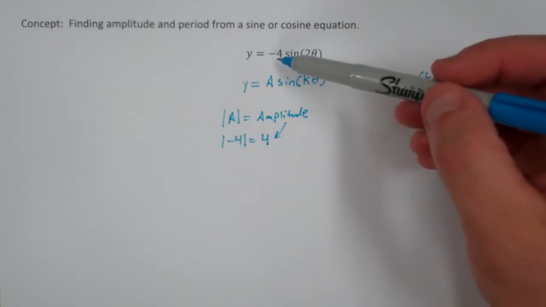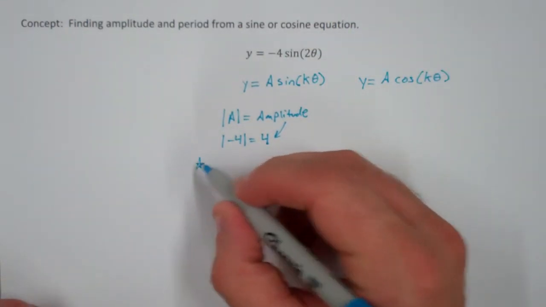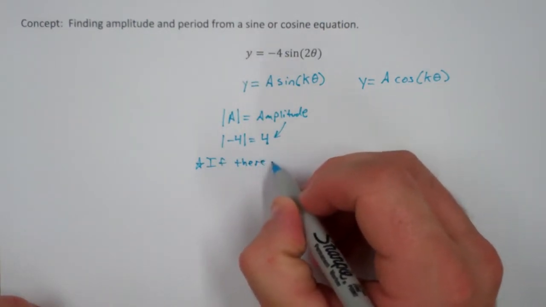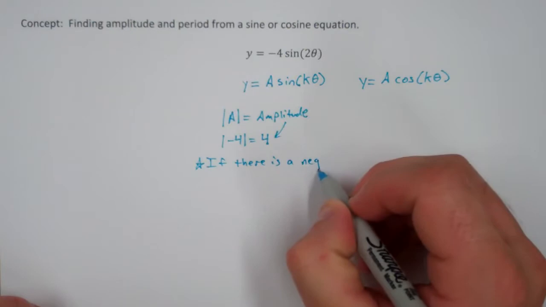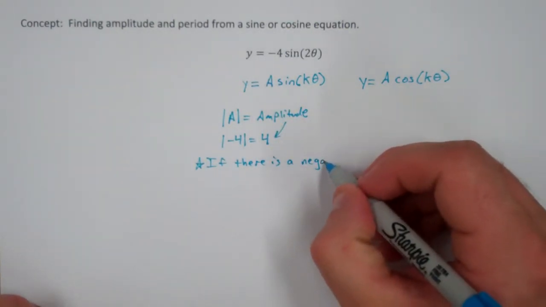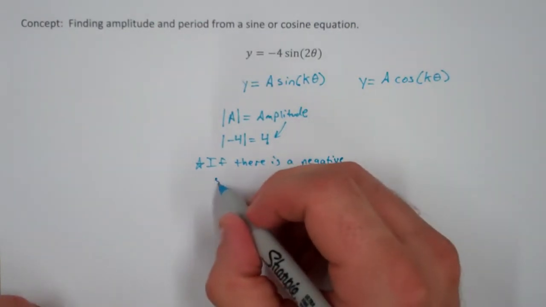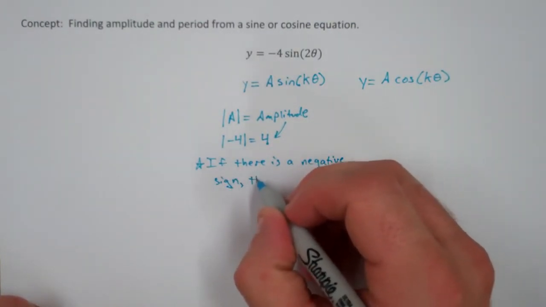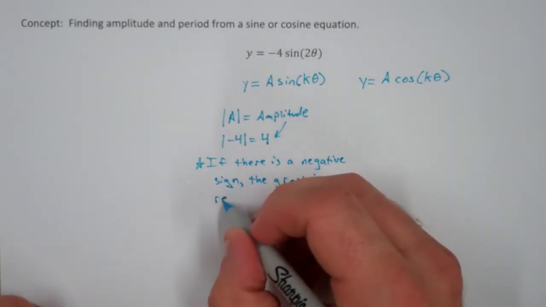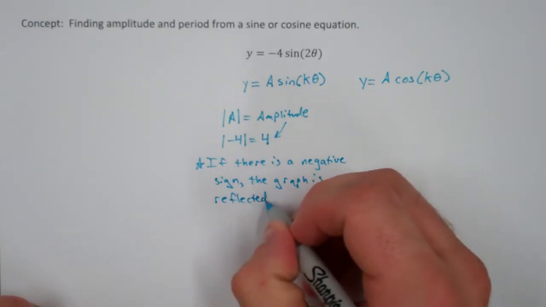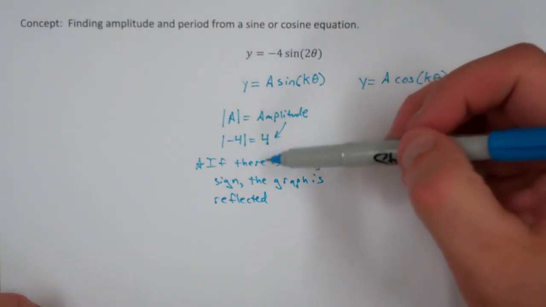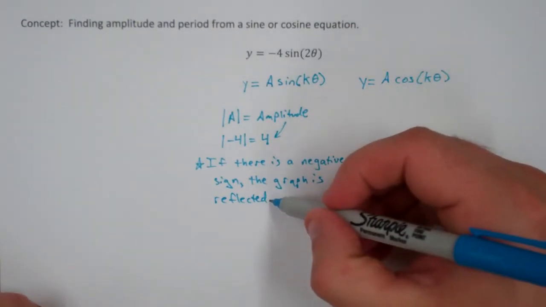You might be wondering what this negative sign does, so I'll put a little asterisk down here, a little star. Say if there is a negative sign, or if a is negative, if you want to think that way, the graph is reflected. So here again, in this example, a is -4. Because there's a negative sign, we know that the graph is reflected.